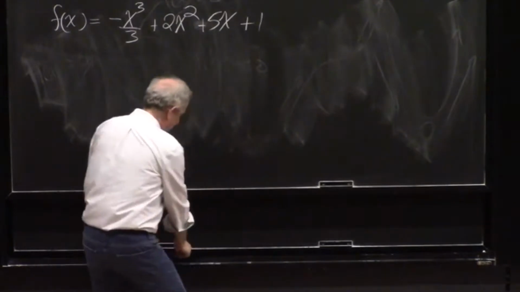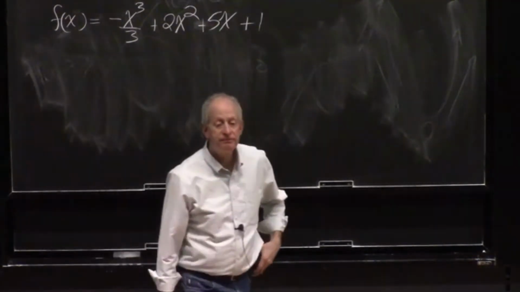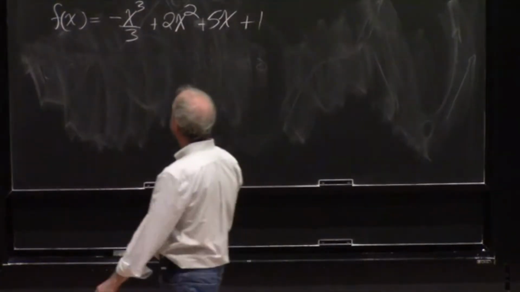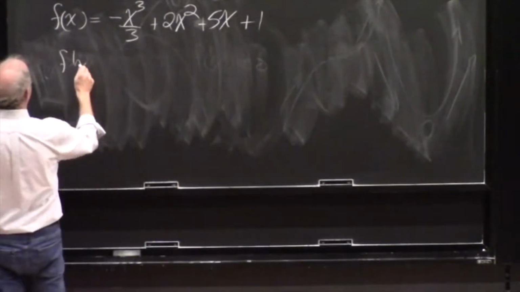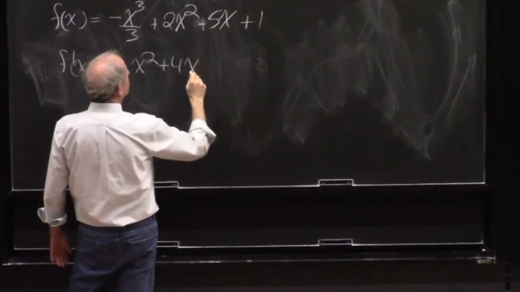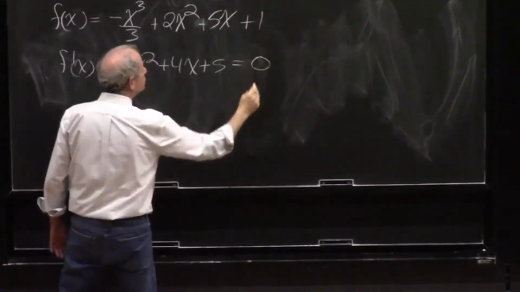Okay? Try that for a couple minutes. Let's do this one. So, take the derivative. You get f prime of x is negative x squared plus 4x plus 5, set equal to 0.